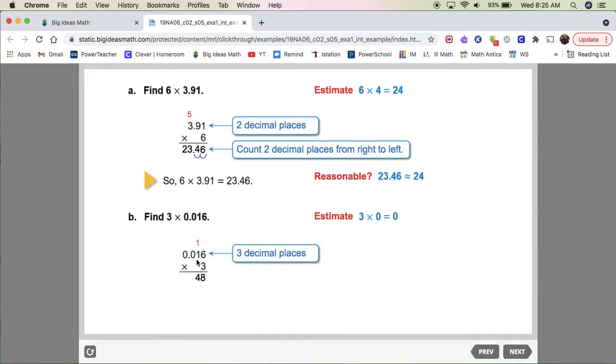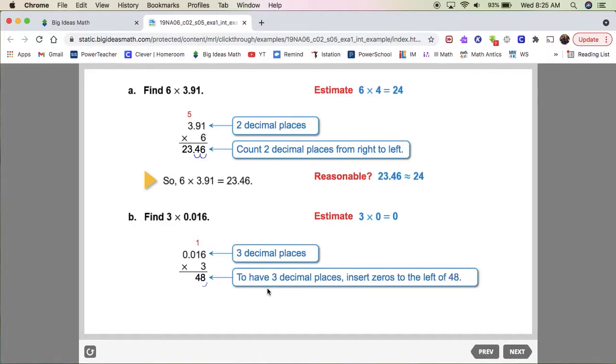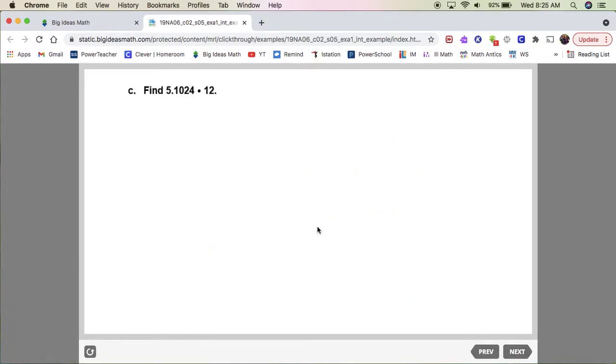All right, we have 3 decimal places here in our factor. So I need to have 3 decimal places here in my product. I only have 2 numbers, so I'm going to need to insert a 0 to the left of the 48 and then place my decimal point. And it's reasonable because this is very close to 0. So 3 times 0 would be 0, and this answer is close to 0. All right, next one.